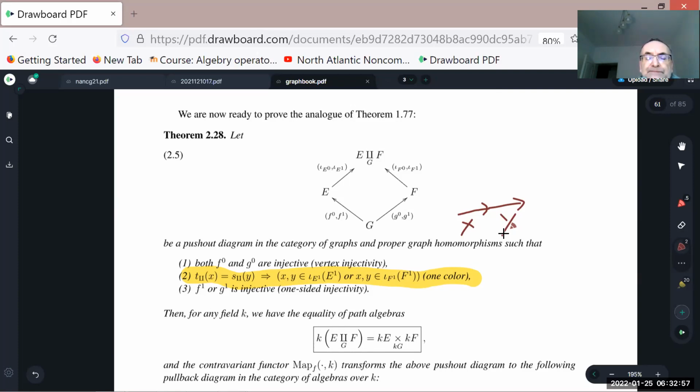And this is called the one color condition, because if you think about edges from one graph as being one color and edges from another graph being another color, then what we are saying is that they cannot be of different colors. Of course, here there's a slight subtlety because you might have plenty of edges which are in both graphs. So I'm not saying that if x is in E1, then y cannot be in F1. Of course, it can be in F1, but it must also be in E1, unless x is also in F1. Okay, so that's the thing.